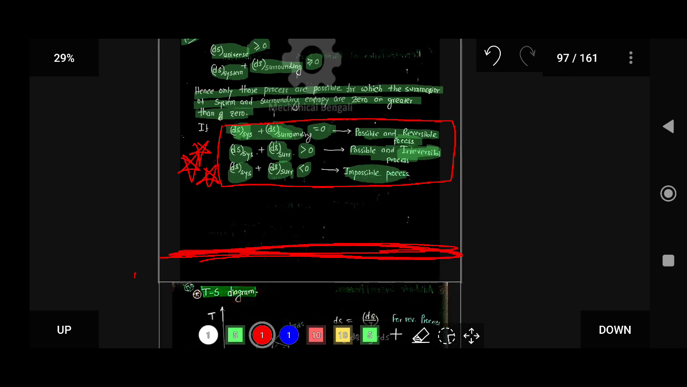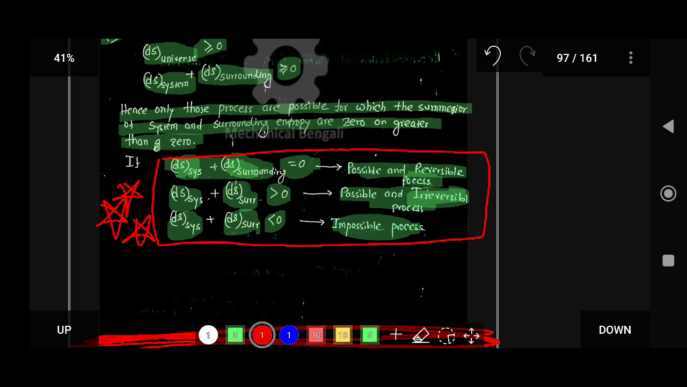So this is all about entropy generation and what entropy is. We calculate the entropy for the universe and we see which is a possible process and which is not a possible process.